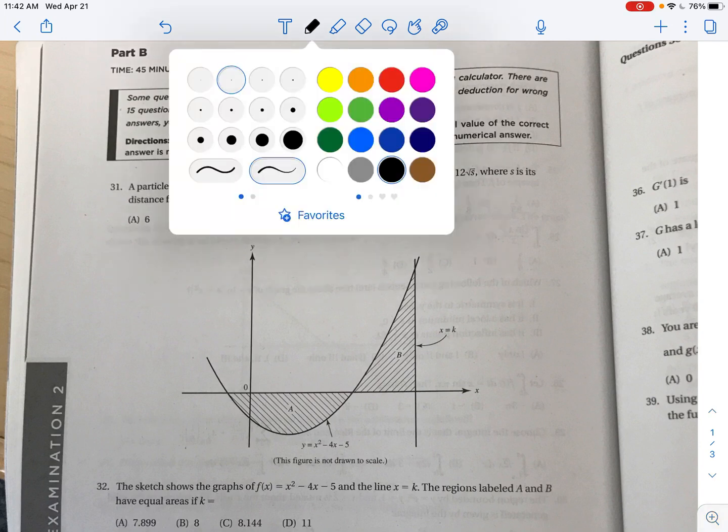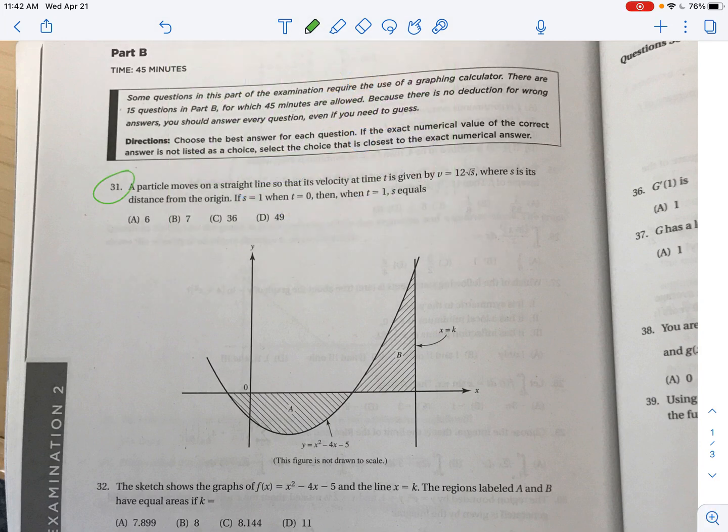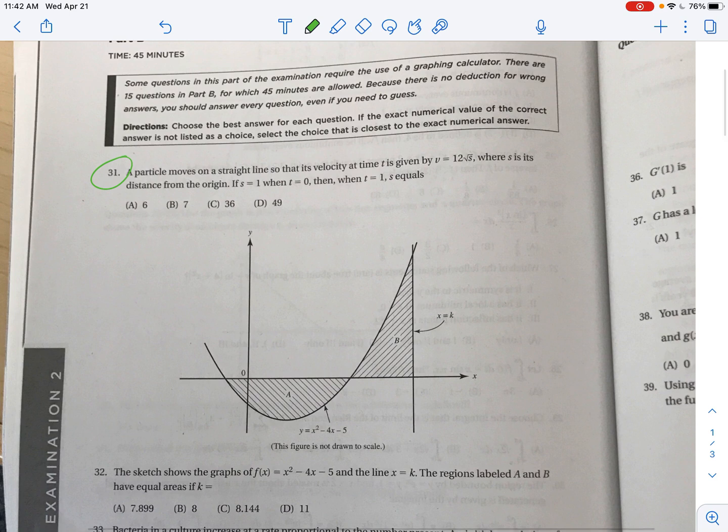So problem 31 here. Particles moving along a straight line and velocity is given. S is position, its distance from the origin. So we're told that the position is 1 when time equals 0. So when time equals 1, what is S? So the way you should think about this is, oh, actually, this is a trick. So let me take that back.